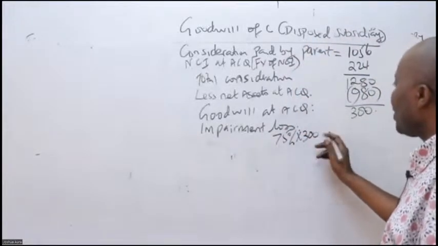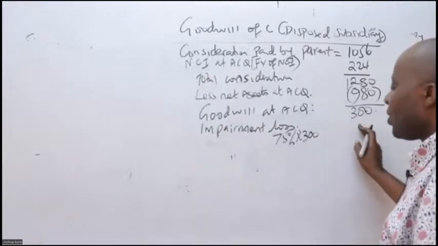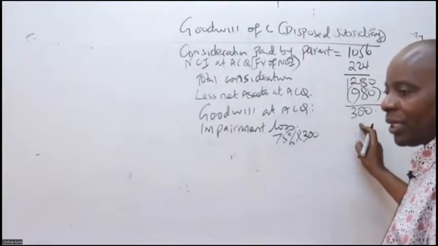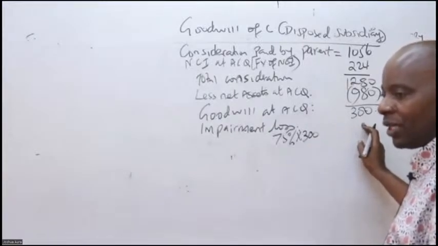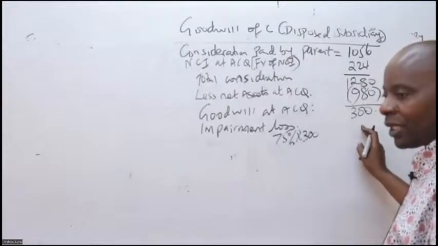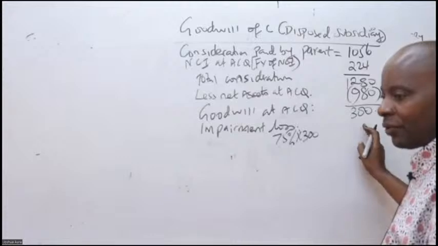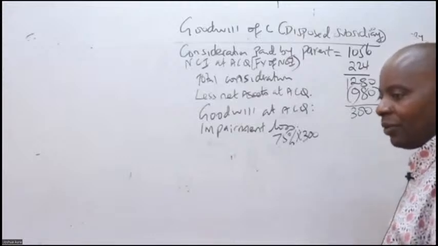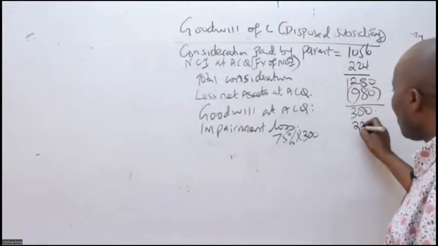75% of 300. So 0.75 times 300 gives us what figure? 75% of 300 will give me how much? So the impairment loss is 225.